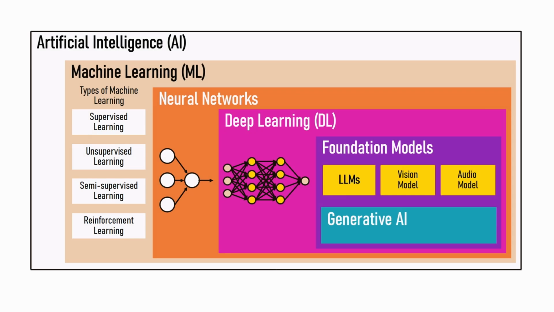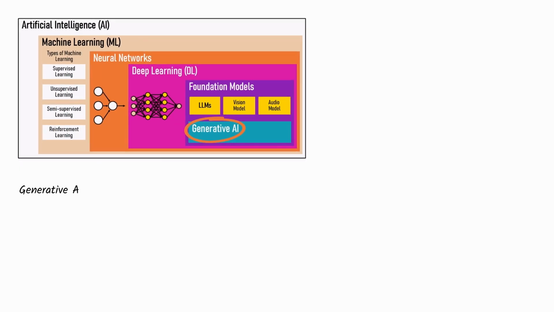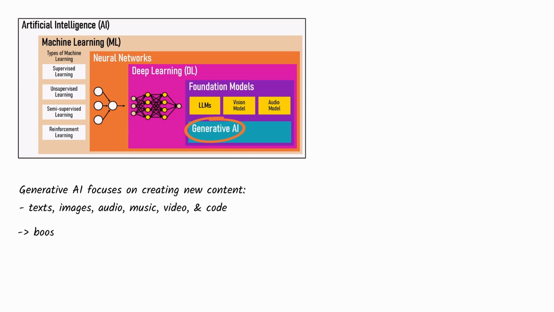Generative AI. While machine learning, deep learning, and foundation models analyze data and make predictions, generative AI takes it a step further by creating entirely new content: text, images, audio, music, video, or even code. It's transforming industries by boosting creativity and efficiency.